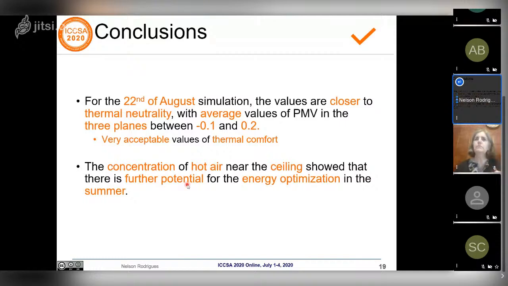However, we also verified the concentration of hot air near the ceiling, which showed an opportunity for further development of the HVAC system in the supermarket, because if you remove that heat that is on the ceiling, we have better efficiency in cooling the area of the supermarket in summer.